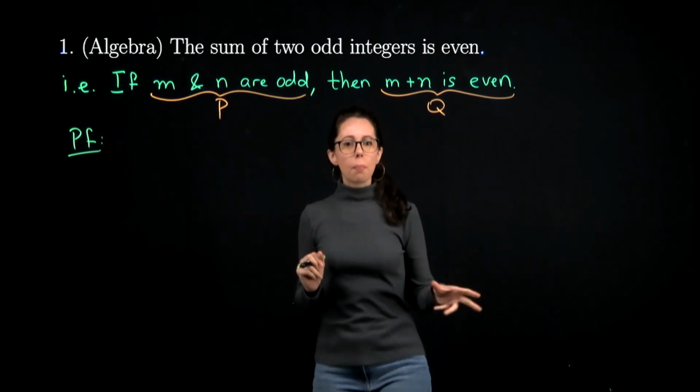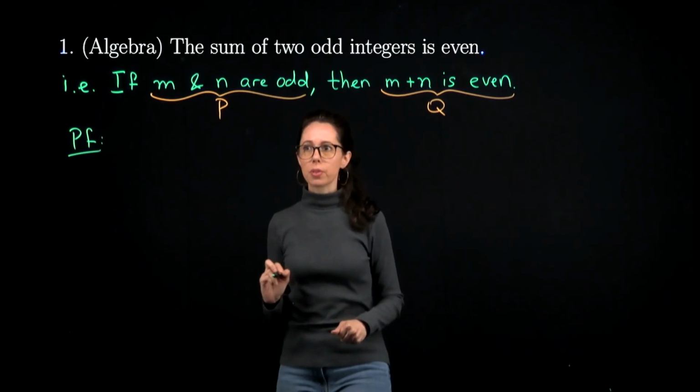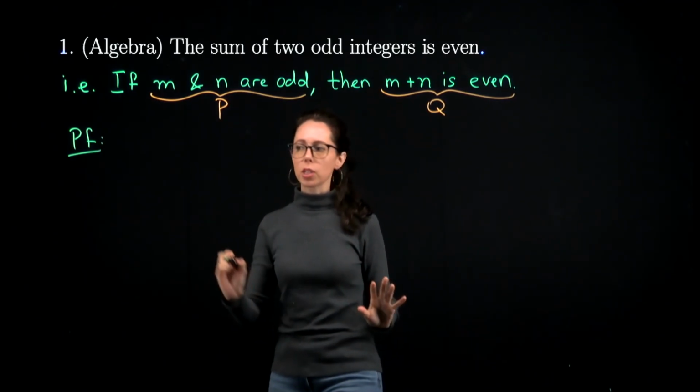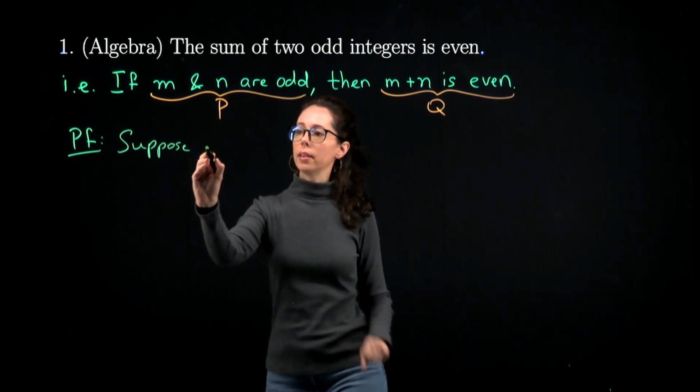You don't want to just jump into the middle of a proof without introducing all of the pieces that you're going to use. It can be concise, so I'm just going to write, suppose m and n are odd.